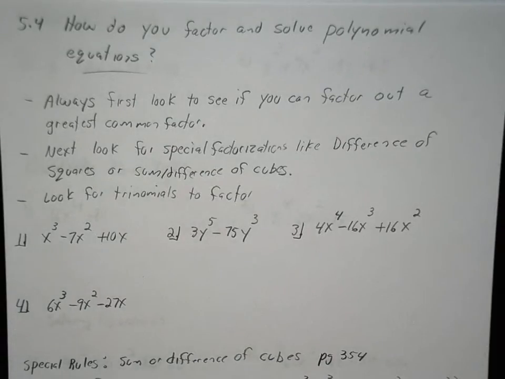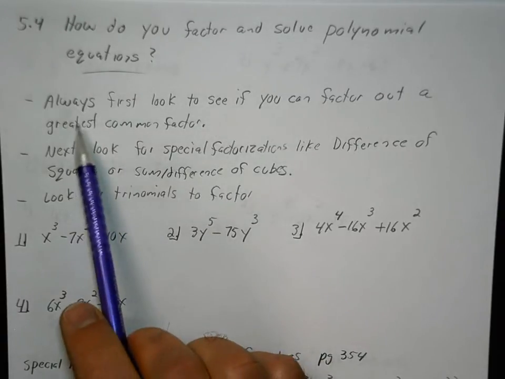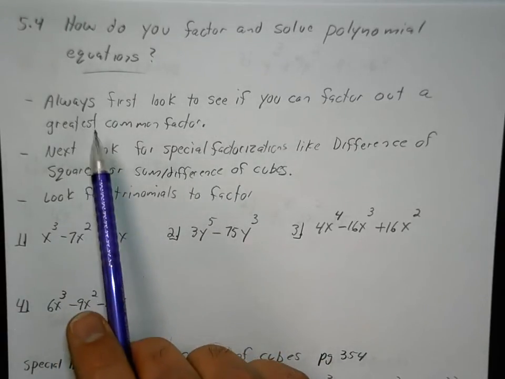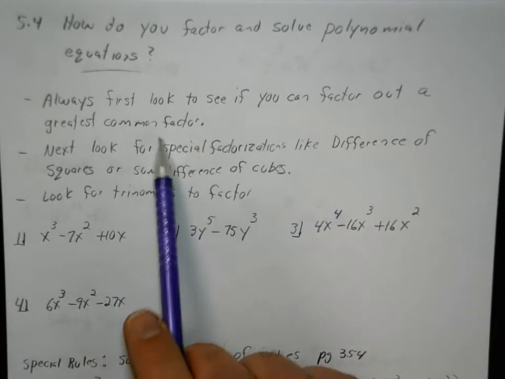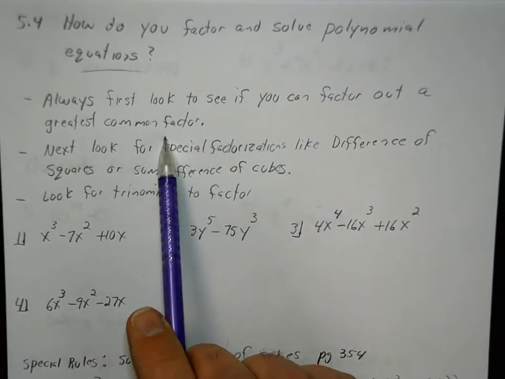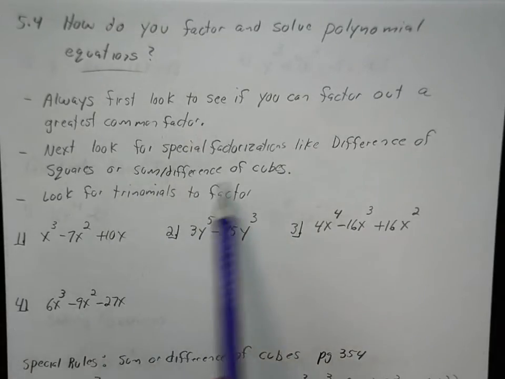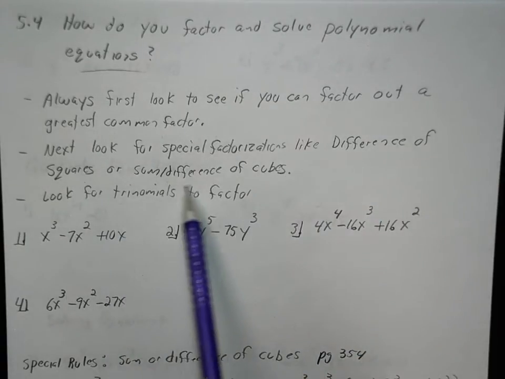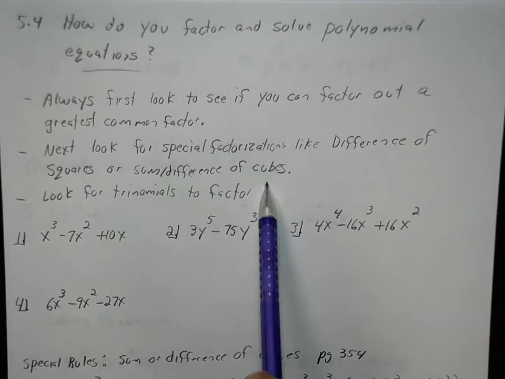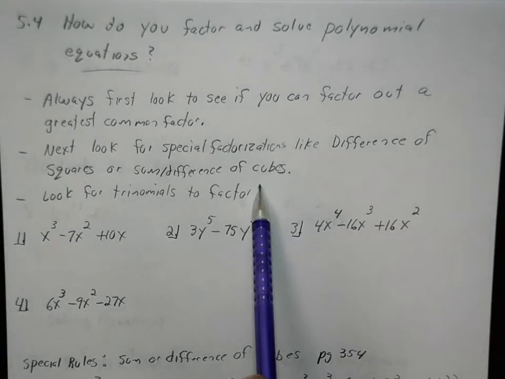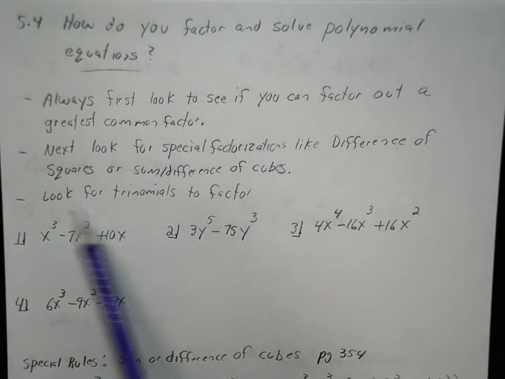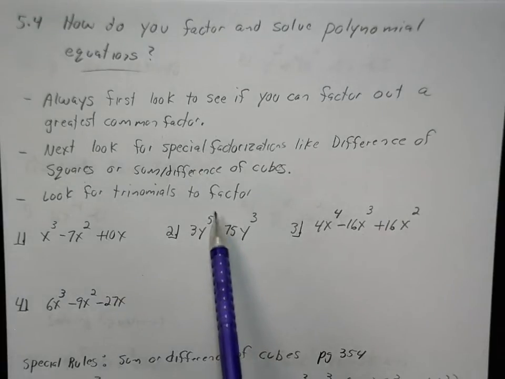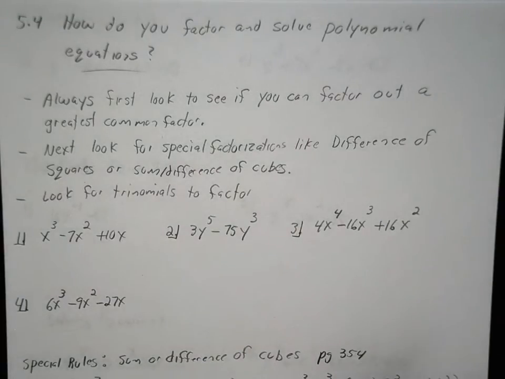factoring here. So the general steps here are right here. So always look to see if you can factor a greatest common factor first. So does something factor out of each term? Then we look for special factorizations like difference of squares, which we've seen before, or sum or difference of cubes, which we have not seen before, but it's in this section. Okay, and then finally we look for trinomials to factor from there. Okay, so let's start with these first four here.